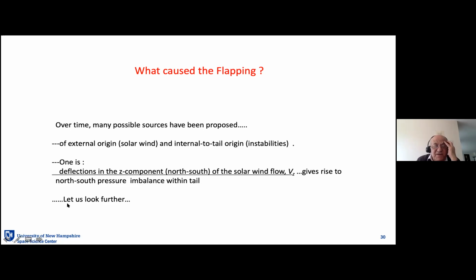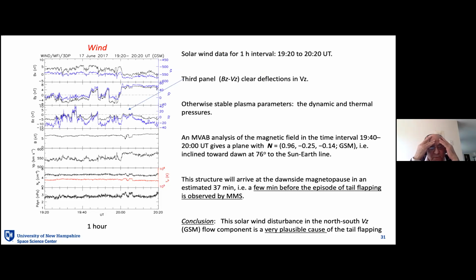So it is fair enough for us to look and ask: do we see something in the VZ component of the solar wind flow to which we can attribute the flapping? So here is the Wind spacecraft, one hour of data. On the top three panels, in black, we have the magnetic field components. In blue, we have the flow components.